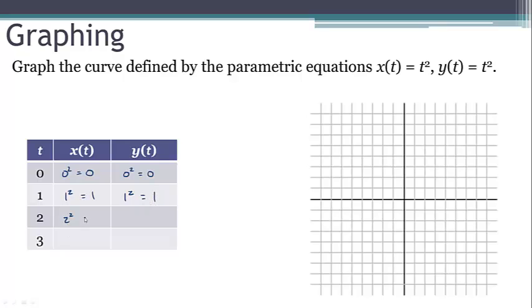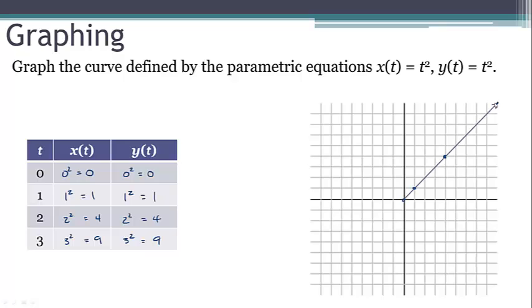t equals 2 gives us 4 and 4, and 3 gives us 9 and 9. Now if we graph these, you'll see that rather than a quadratic graph, we get a linear one.